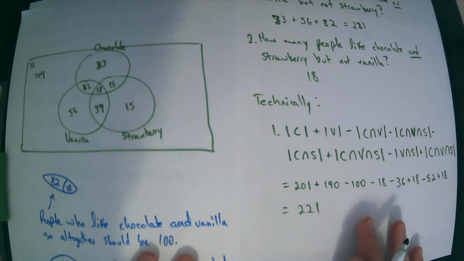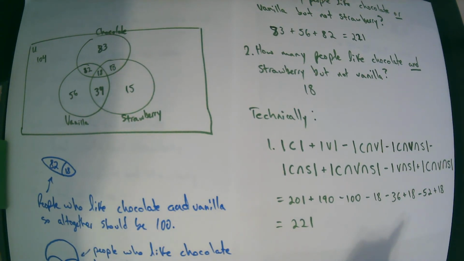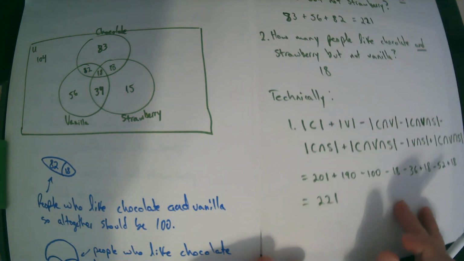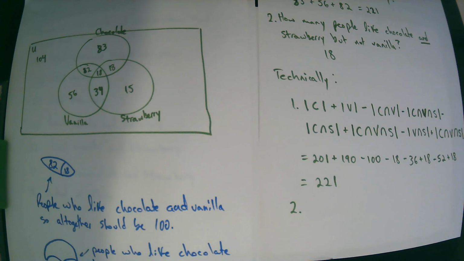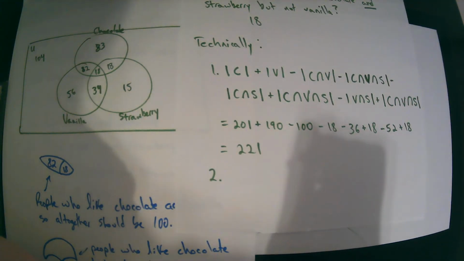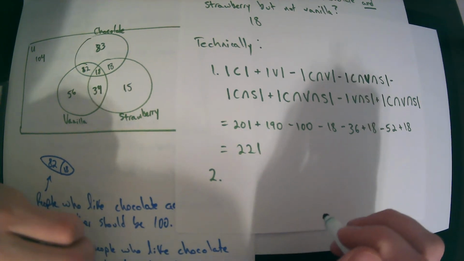Oof. Much trickier though. Much trickier. Yeah. The picture is definitely helpful. Now what about number 2? How could we technically write down number 2 here? Number 2 is much simpler. How many people like chocolate and strawberry?